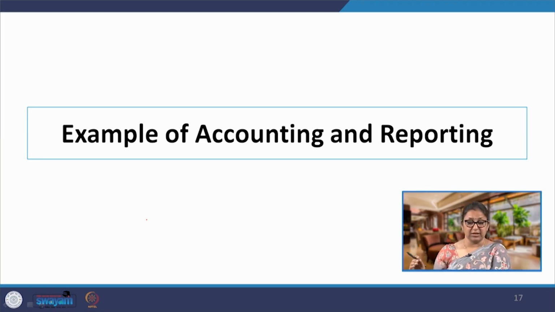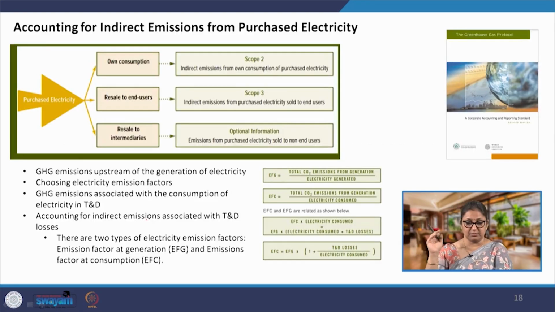Now, once we have looked at the steps of accounting and reporting for different standards, different activities and products, let us quickly go through some of the examples of accounting and reporting. Now, these largely are consumption based emission reductions. This one is indirect emissions from purchased electricity. So, if we are purchasing electricity, then what are the different types of emissions that are going to happen, where and in which scope do they go.